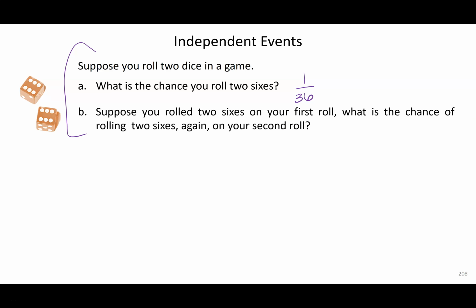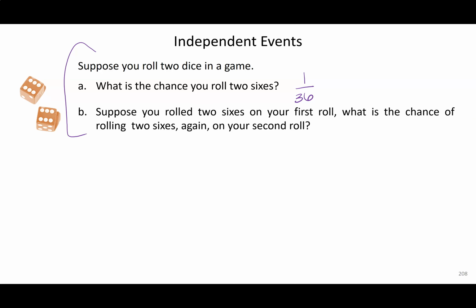So suppose I roll 2 dice in a game. What is the probability I roll 2 6s? On roll 1, there's one way to do that out of 36 outcomes, so 1 out of 36. Suppose I rolled 2 6s on my first roll, and now I'm going to roll again. What's the probability that I roll 2 6s again?